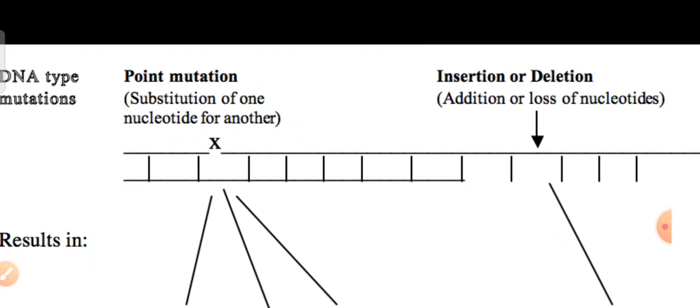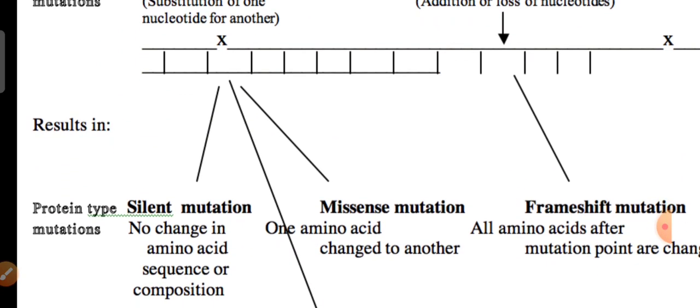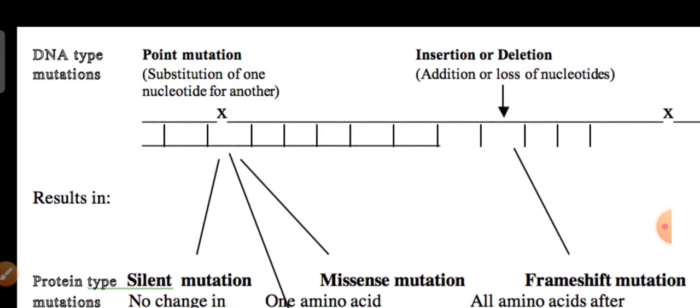Insertion means what? One or more bases are inserted. Deletion means what? One or more bases are deleted from the nucleotide sequence, right? So a point mutation, where there is substitution of one base by another base, leads to silent mutation or missense mutation. We call them base pair substitution, because one base is substituted by another base.